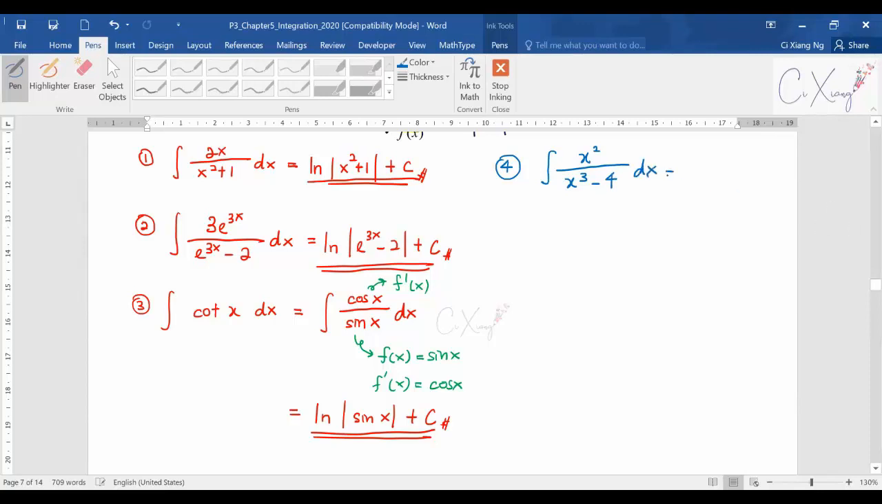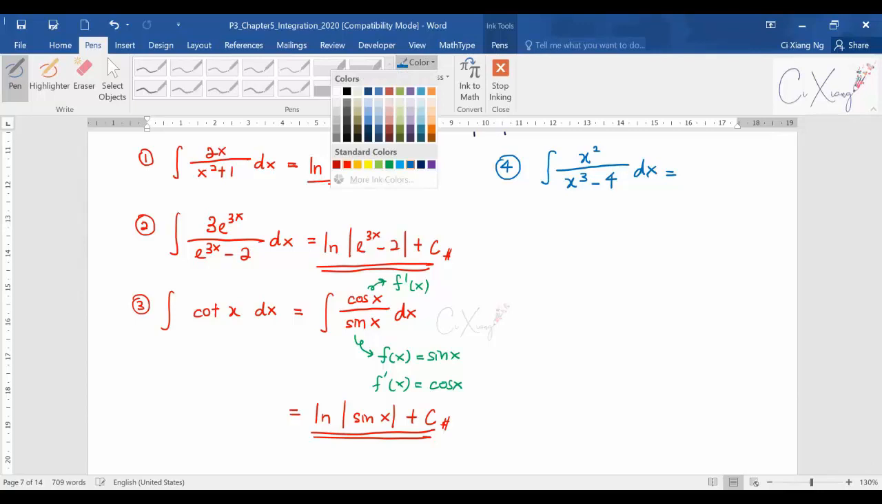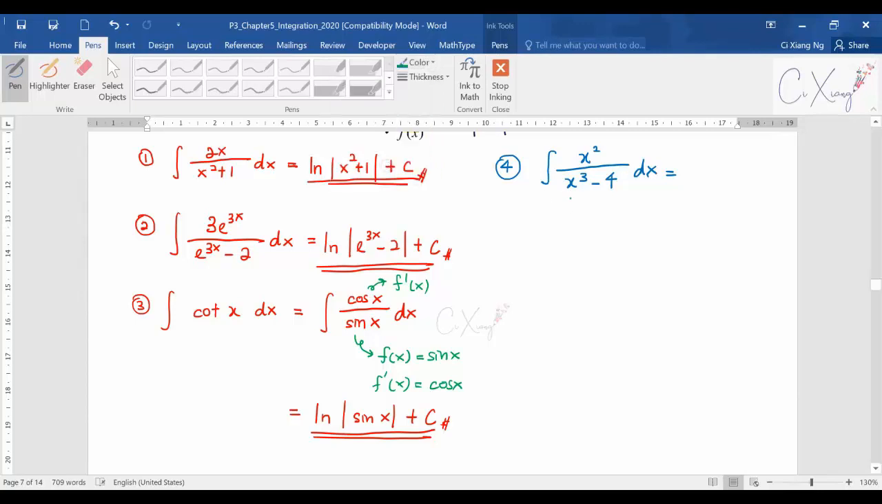Okay, so maybe when you look at this question itself, you also feel like you want to check whether it belongs to the f prime x over fx pattern or not. All right, so this is fx. So fx is x power 3 minus 4. Then you check the f prime x.